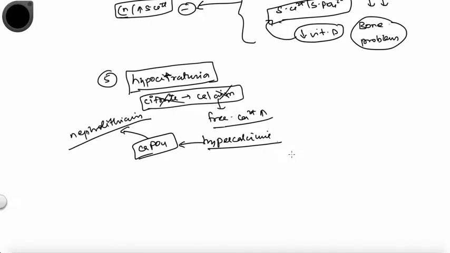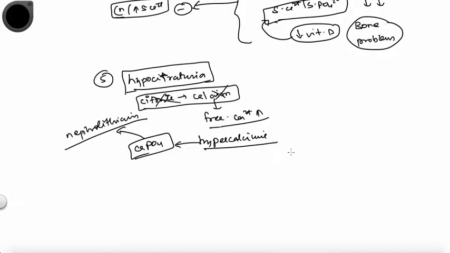And nephrolithiasis is one of the most important differentiating features between the distal and the proximal RTA. The distal RTA patients usually tend to have nephrolithiasis, whereas the proximal RTA patients do not have nephrolithiasis.